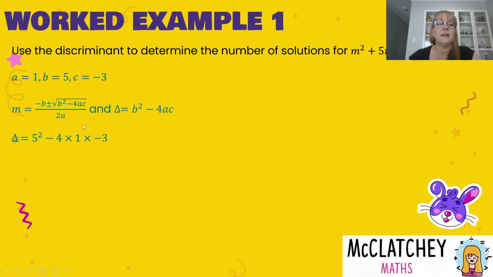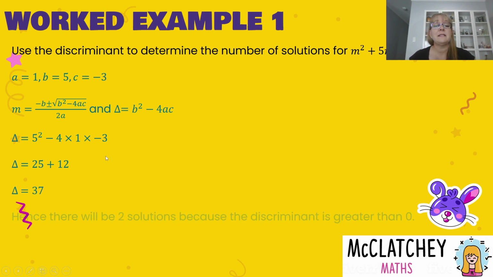So we've got to do this carefully. We've got negatives times negatives makes positives. So we've got 25 times positive 12 makes 37. Now, because I've got a positive number, that means there are two solutions because the discriminant is greater than 0.